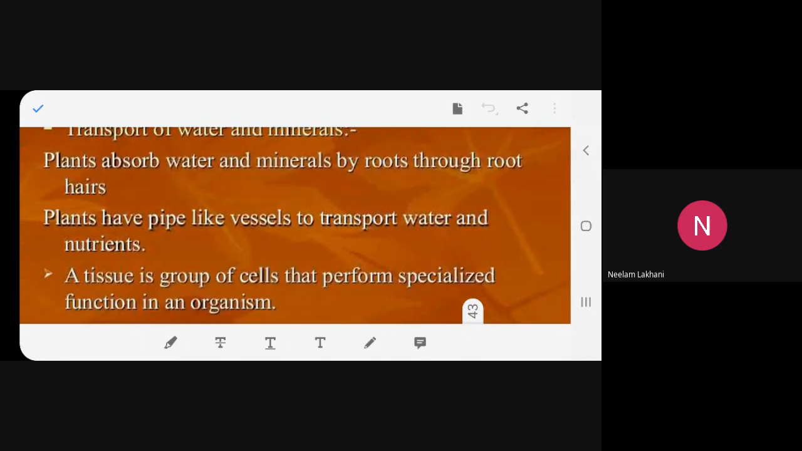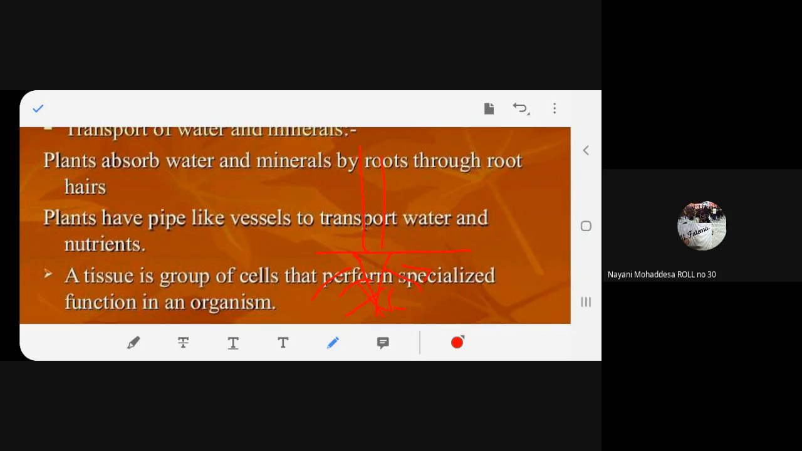Now it has absorbed from the roots. Okay, so this is roots. It is absorbed. Now where is it going? To the stem. Now stem has got pipe-like structures, pipe-like cells. What is it doing? These pipe-like vessels are transporting water and nutrients. So the water and nutrients from the root go to the stem in the pipe.